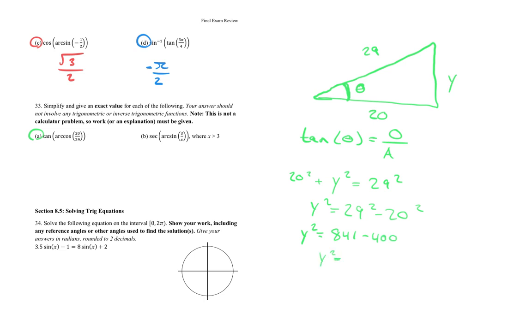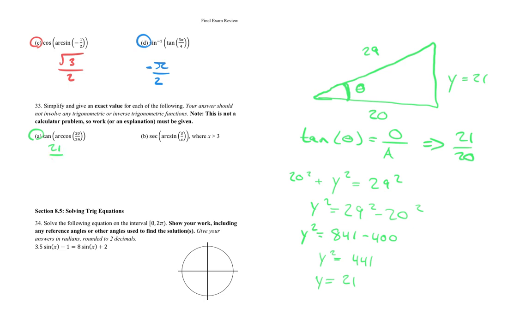So y squared is going to equal 441. And now if we take the square root of 441, we get that y is going to equal 21. So this number here is going to equal 21. So if we go back to here, we know that tangent of this angle equals opposite over adjacent. Now we know that that is going to be 21 over 20, which answers our question here.